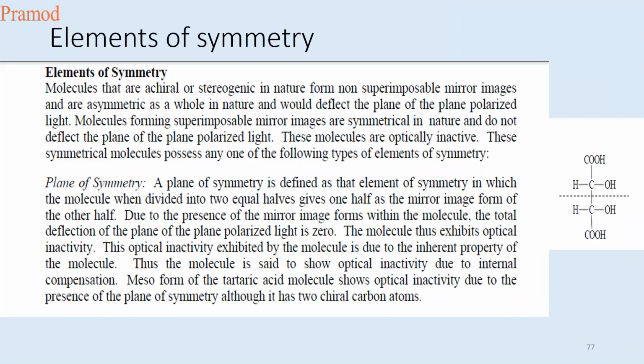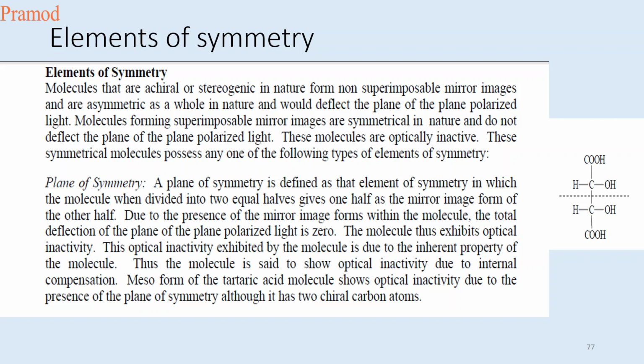Now elements of symmetry. What are these elements of symmetry? As we have said, some compounds, though they contain stereogenic centers, are said to be achiral. Why do they become achiral? This is one of the reasons. If any one of these elements of symmetry is present in a chiral compound, then the compound becomes achiral.